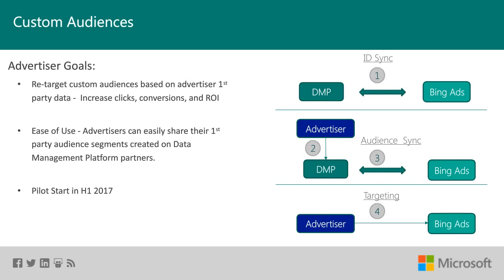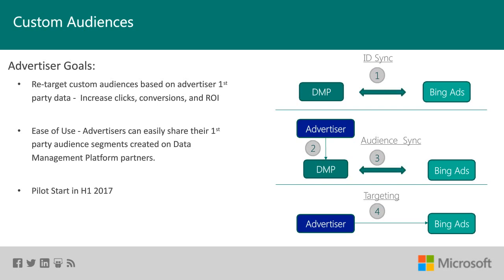The second capability is custom audiences. So a lot of times advertisers have data about the user that they want to share with us, and they want to retarget those audiences. And this could be based on a pixel that they put on their website through a data management platform partner. And what we are working on is integrations with data management platform partners to allow an ID sync with them as well as a data sync with them in order to show these segments in the Bing Ads platform for targeting. So specifically, we are working with Adobe and Oracle on this in the first wave, and we are open to onboarding more data management platform partners as well down the road.